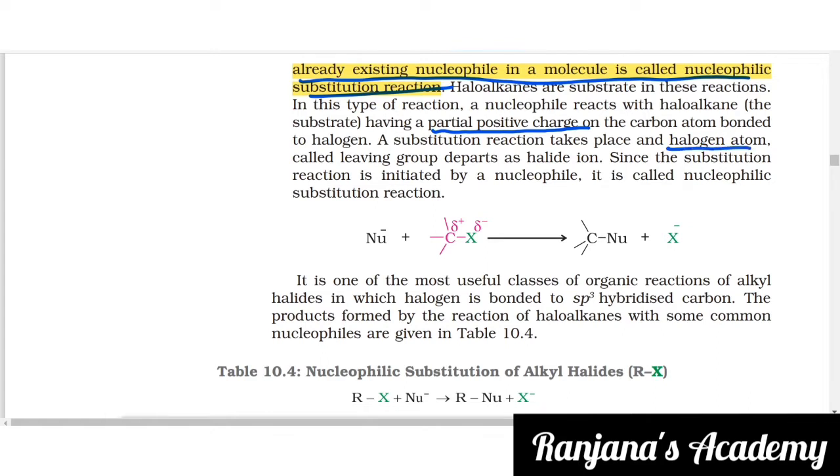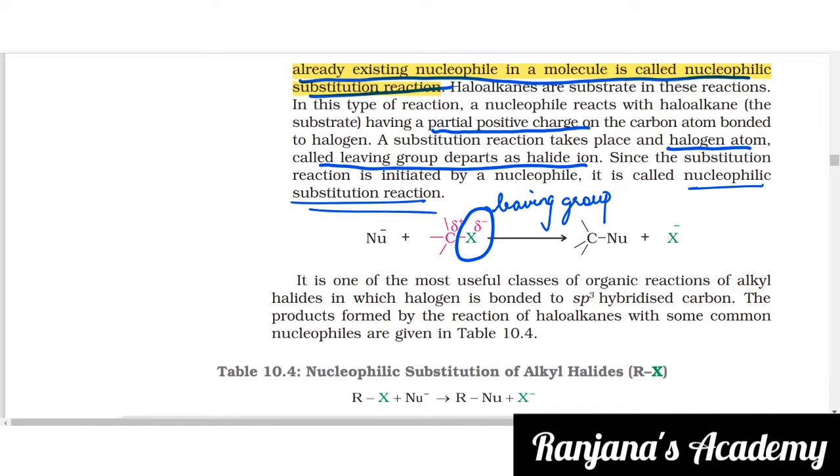So what happens? The positive charge and negative charge will be identified first. They will split into plus and minus charges. So the minus charge, that is the halogen atom, is called the leaving group. Since the substitution reaction is initiated by a nucleophile, it is called nucleophilic substitution reaction. How is it called? It is called nucleophilic substitution reaction.